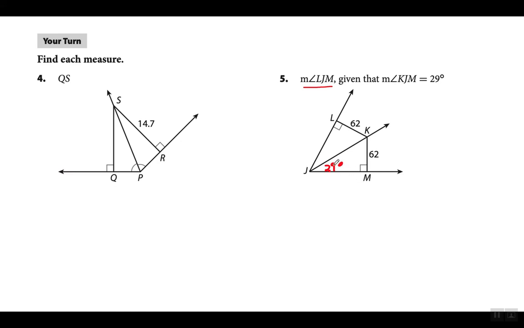So if this is 29 degrees, first of all, this right here is telling us that this is the angle bisector because both of these segments are 62.